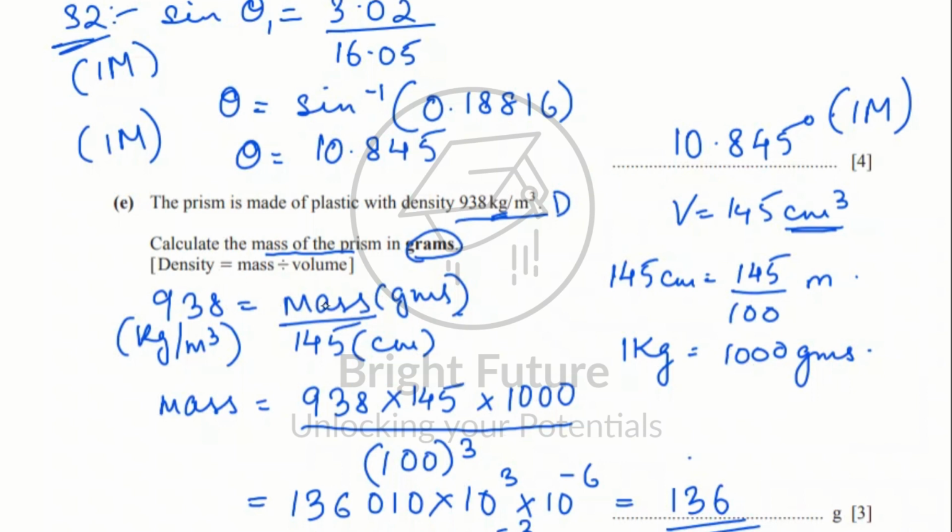We are just substituting the values in the formula. Before calculation, we are converting 938 kgs into grams by multiplying it by 1000. 145 centimeters is to be converted into meters, but it's centimeter cube, so we are going to have 1 upon 100 three times, so there are going to be 6 zeros.